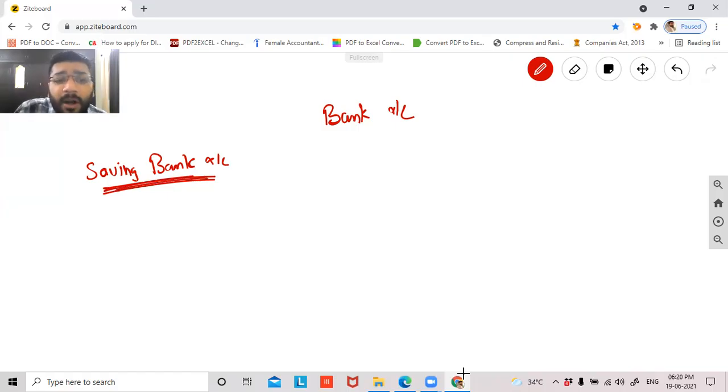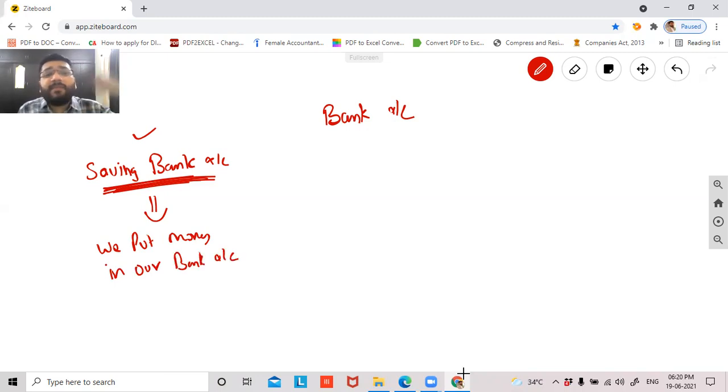So in India, the maximum number of accounts that individual people have is the savings bank account. In a savings bank account, guys, we have to put the money, only then will this account be open to operate. Am I getting this point, all of you? So in a savings bank account, we put money in our bank account. So can I say, whenever I demand, the banker has to pay this money back to me? So can I say the money which is lying in my savings bank account is an asset? Yes or no?